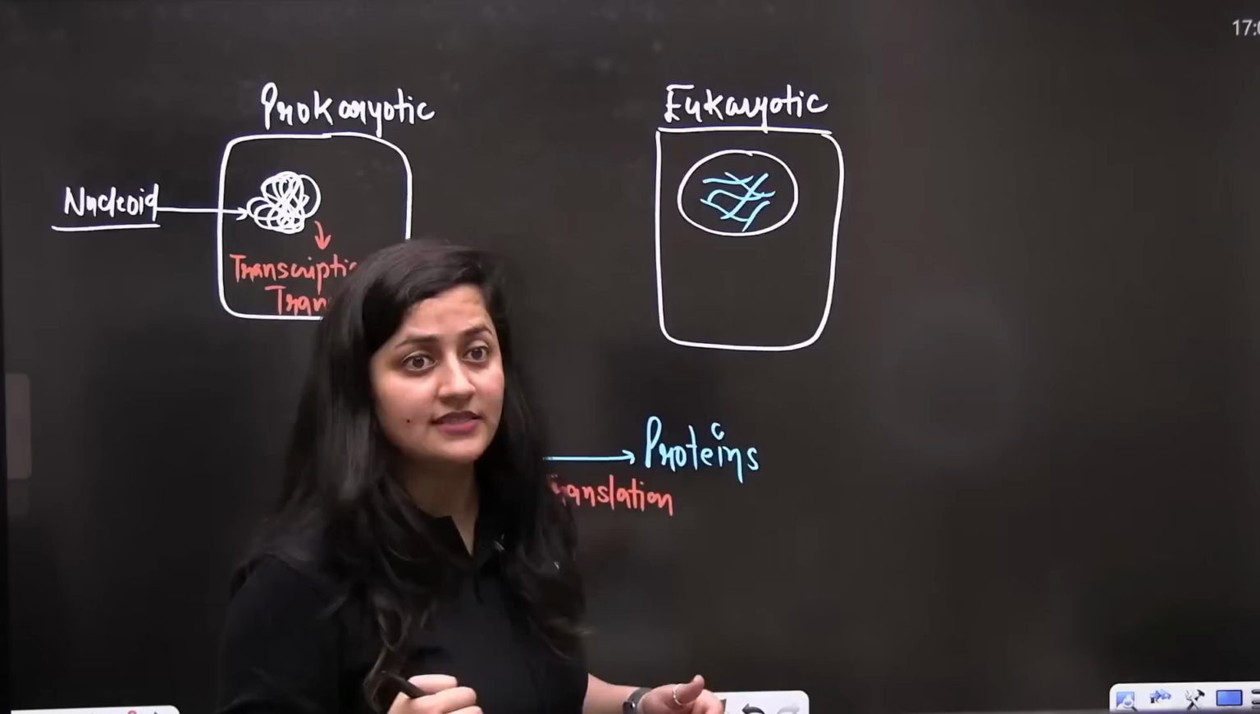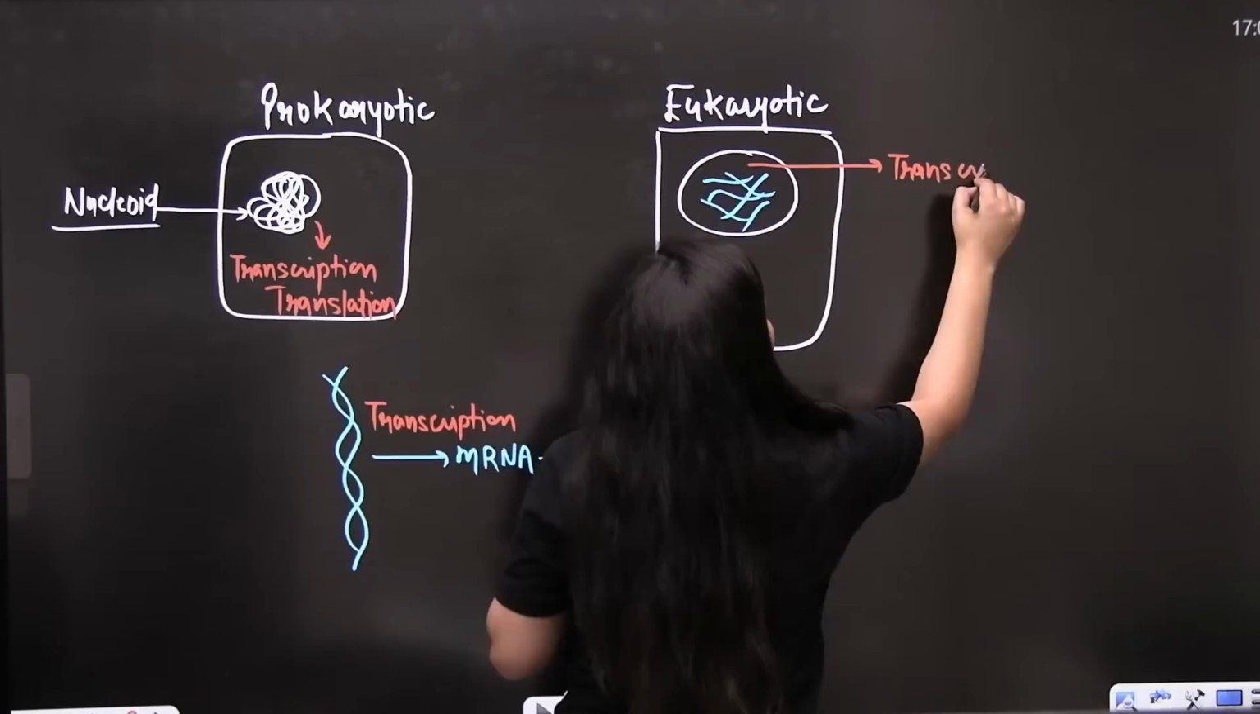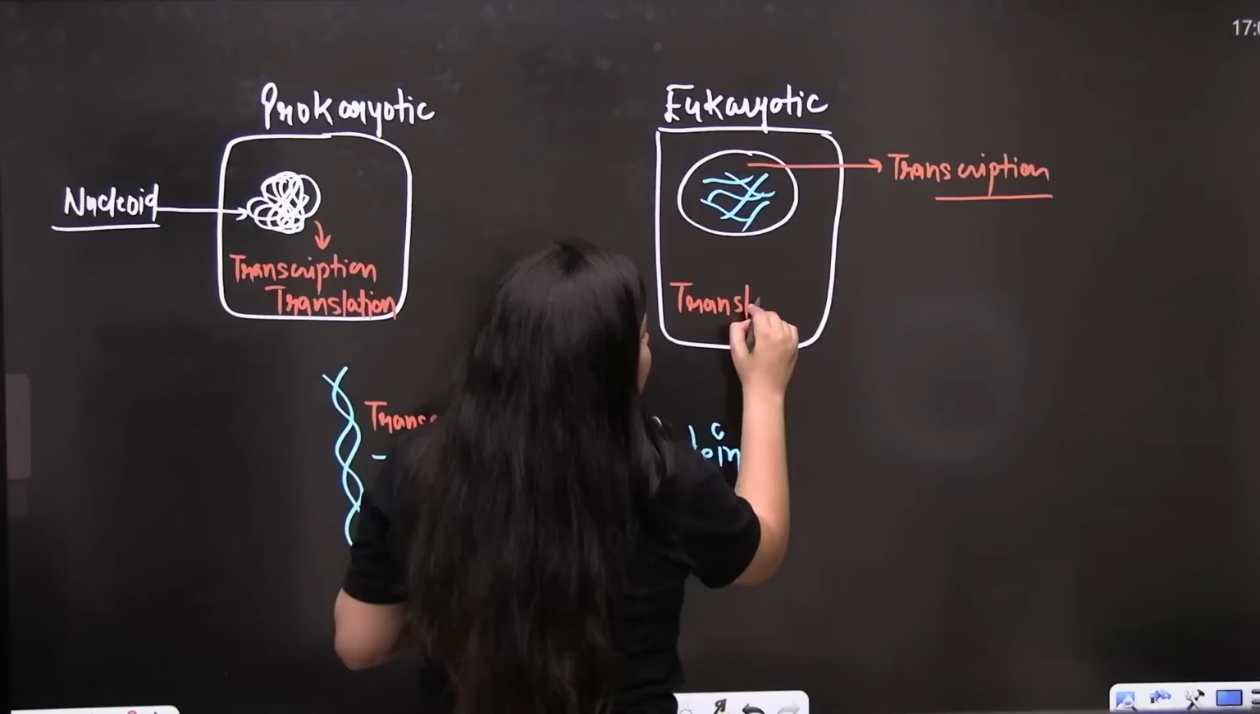It's a yes. Now, when we look at a eukaryotic cell, the transcription will take place within the nucleus. And when you talk about translation, it will be there in the cytoplasm, right? Both these things are important.